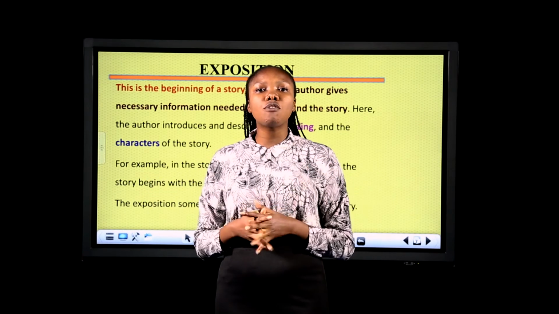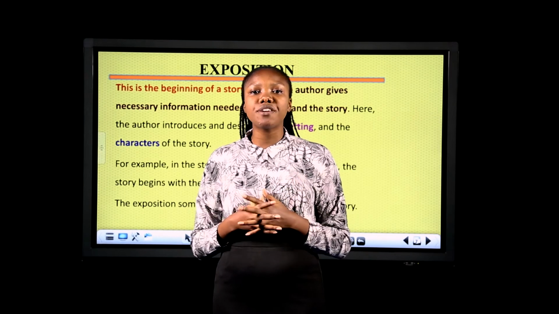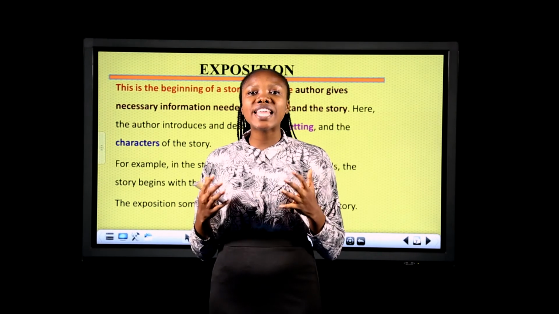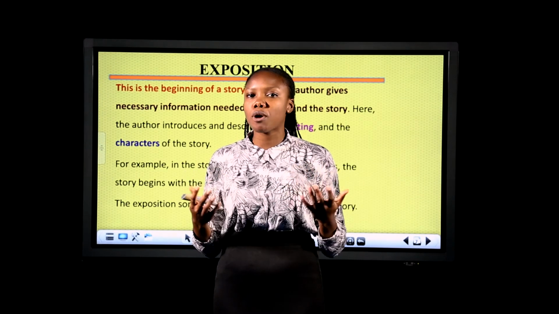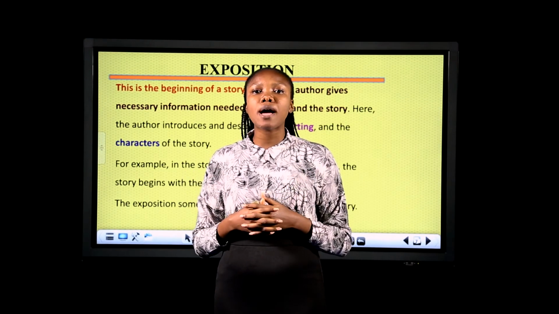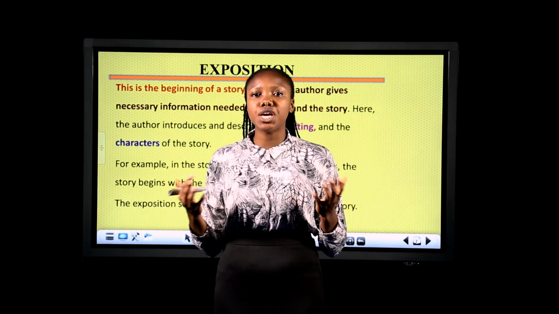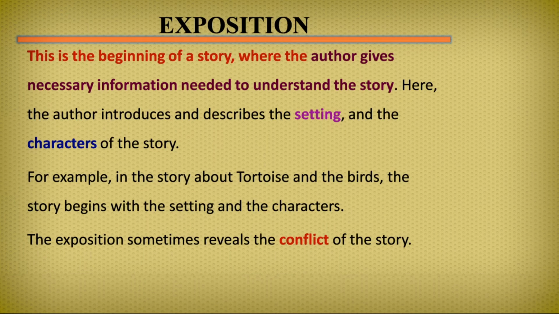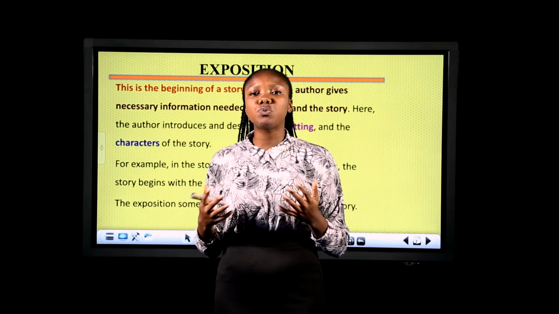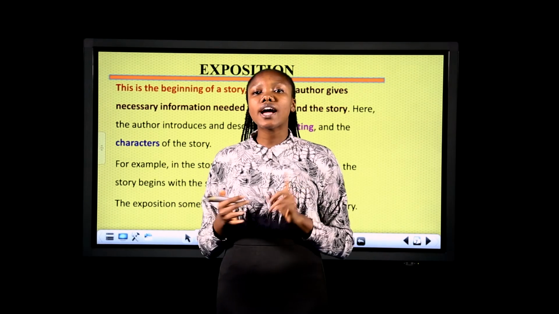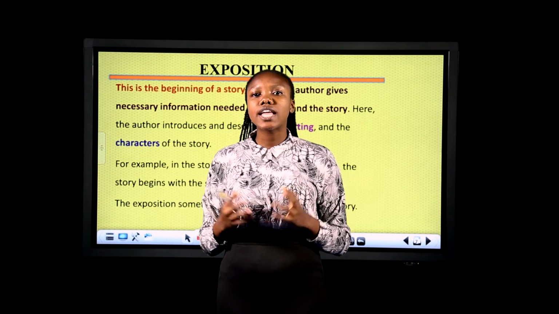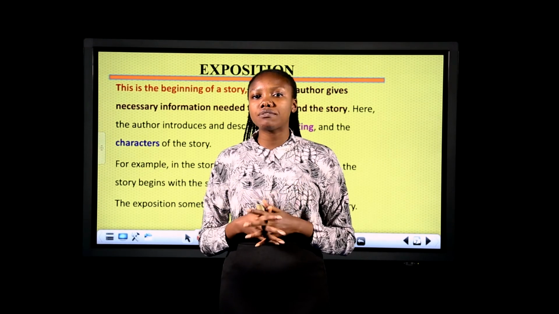Exposition is the beginning of a story where the author gives necessary information or background information needed for you to understand a story properly. Now, he gives necessary information about the setting and the characters in a story. For example, in the story about the tortoise and the birds, the story begins with the setting and the characters. And sometimes it also reveals the conflict of the story. Remember, I said exposition is made up of settings, characters, and sometimes conflicts. Now, let's take a look at each of them one after another.